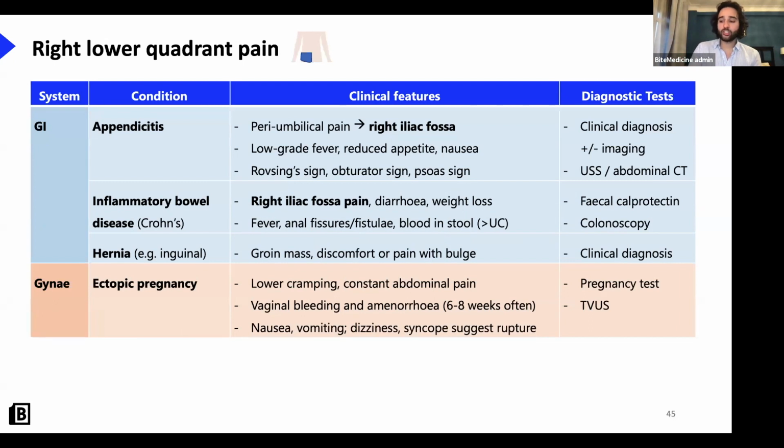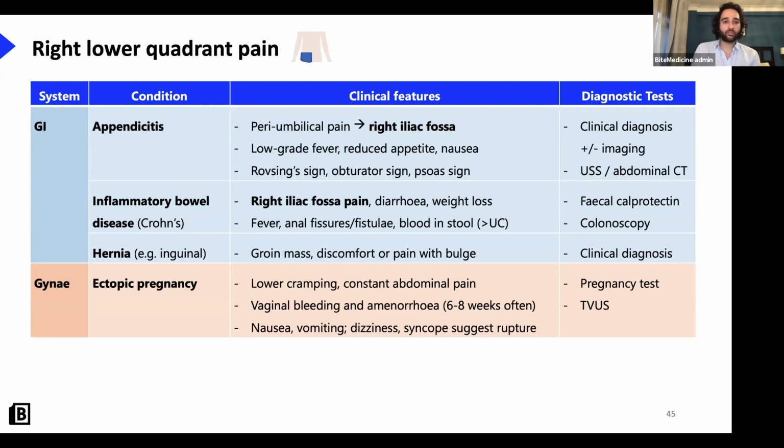Crohn's disease. Which anatomical location does Crohn's disease most frequently affect? Does anyone know? Terminal ileum, spot on. So the terminal ileum, from a surface anatomy point of view, is essentially located around the right iliac fossa. So exacerbations of Crohn's disease often present with right iliac fossa pain, often with diarrhea, weight loss, fevers, etc. when patients have these flares.